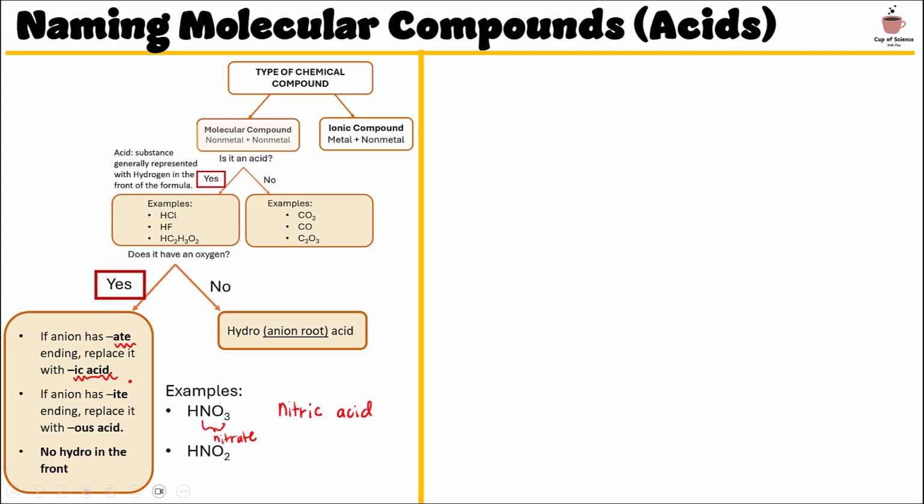The next one: if the anion has an ite ending, replace it with ous acid. So for example, this is a nitrite. So instead of ite, we're going to write ous acid. So this would be nitrous acid. So remember, no hydro in the front when it has an oxygen. The hydro only applies to the ones that do not have an oxygen.